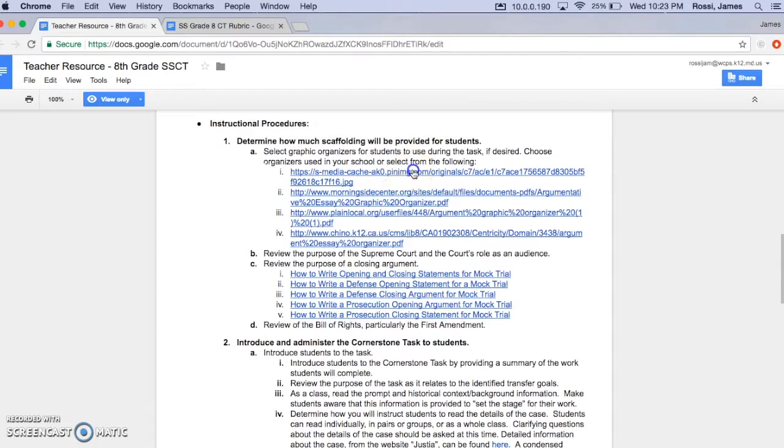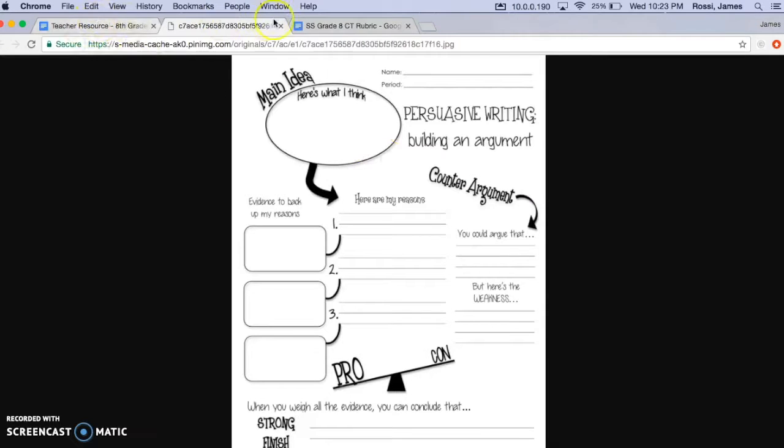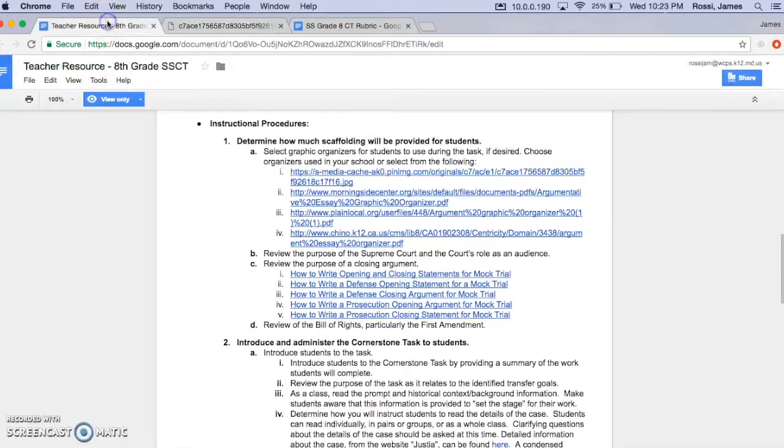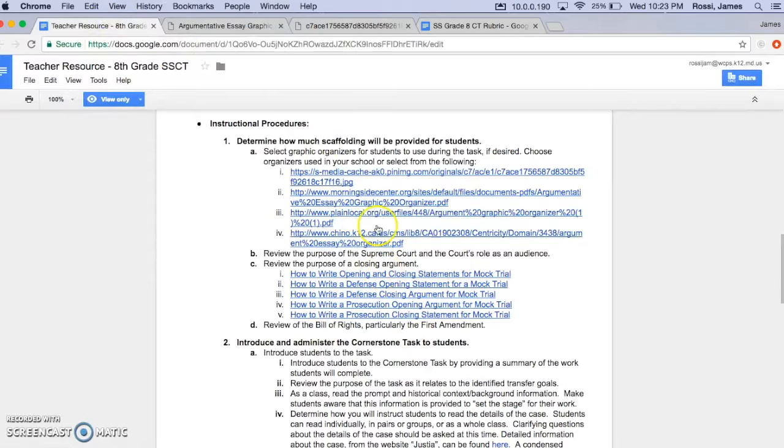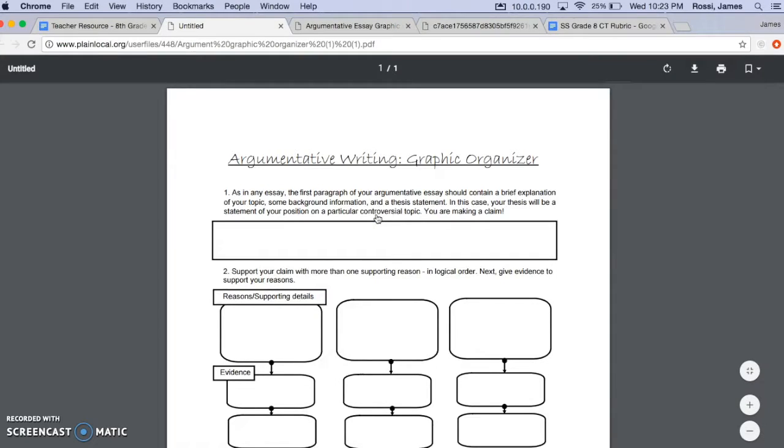You might use some of these graphic organizers here and lead students through the steps of completing it without telling them what to think or believe about the case. Feel free to do what you need to do to scaffold this task for your students.